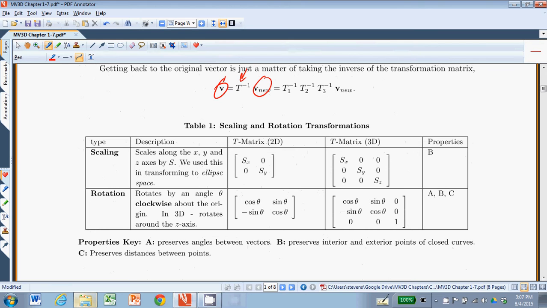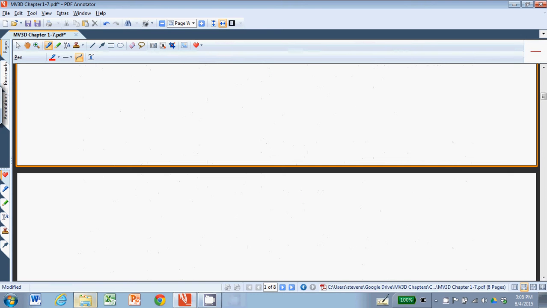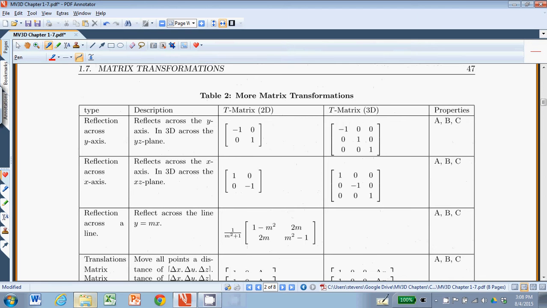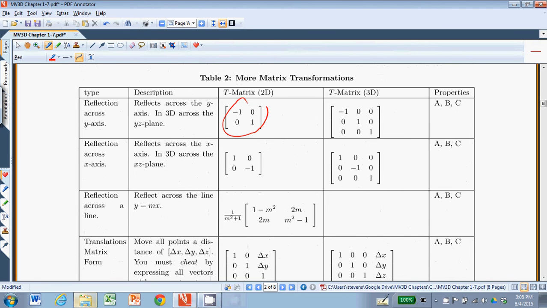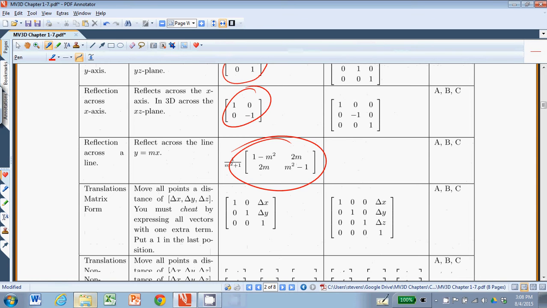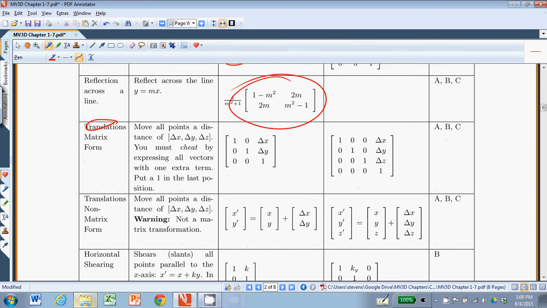Let's see, then we did some transformation matrices. We did a scaling matrix, a rotation matrix. Alright, we did 2 reflections, actually 3. This was a reflection across a line. And then we did translations, but we did matrix form and non-matrix form.